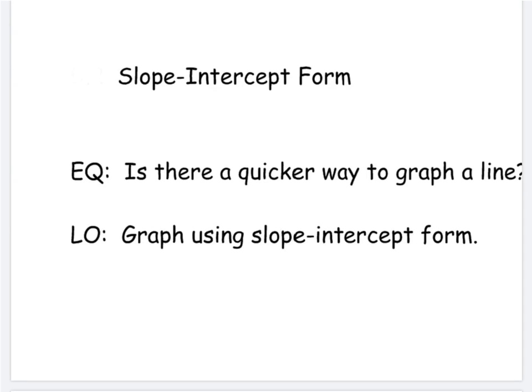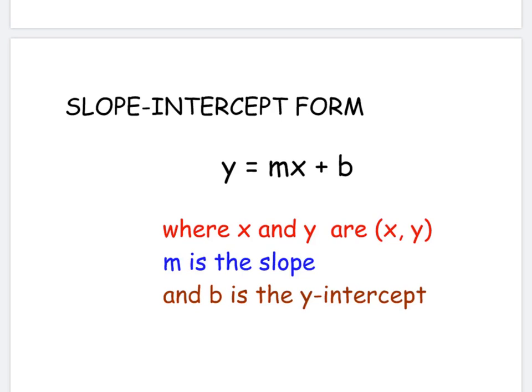This lesson is going to look at slope-intercept form equations and the process for graphing those. This is a very less time-consuming process than making the t-chart. Slope-intercept form looks like y equals mx plus b, where the x and the y come from the graph, m is the value of the slope, and b is the value of the y-intercept.